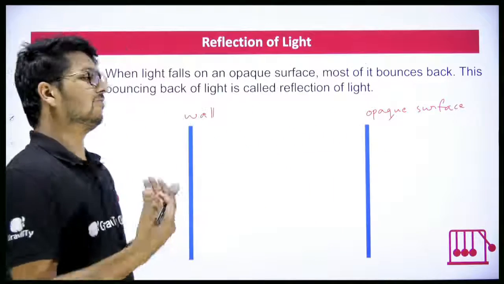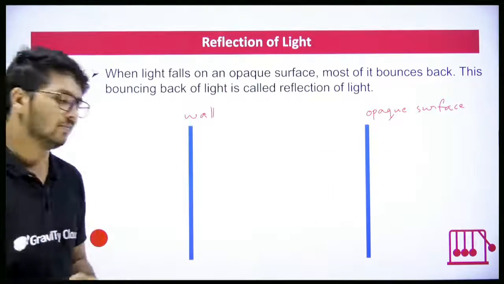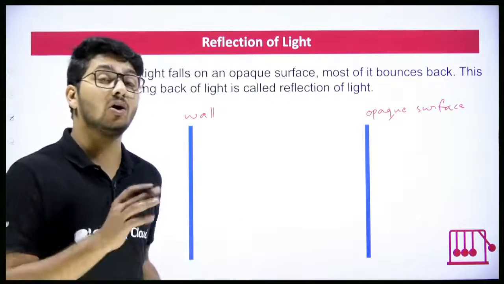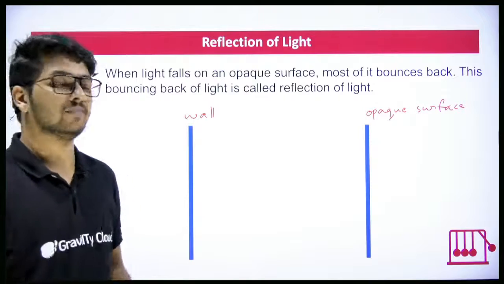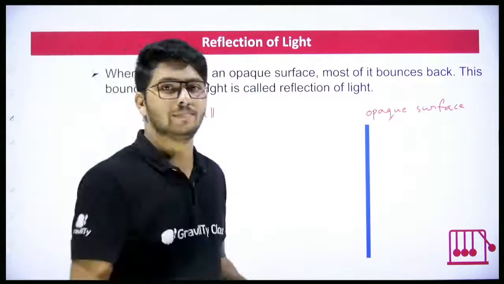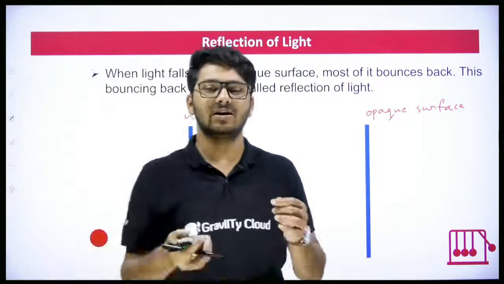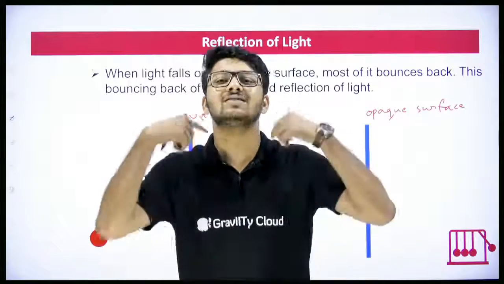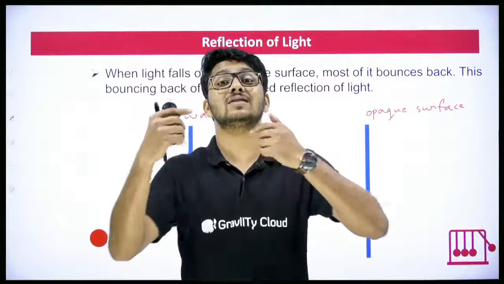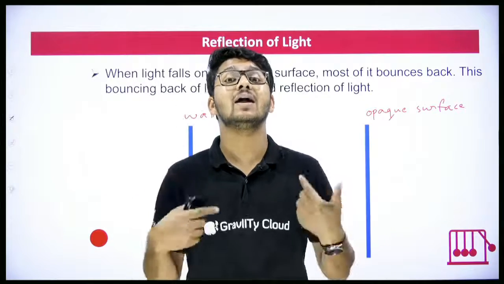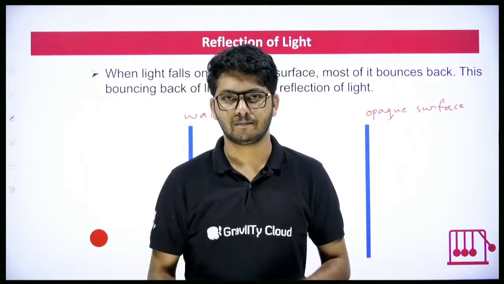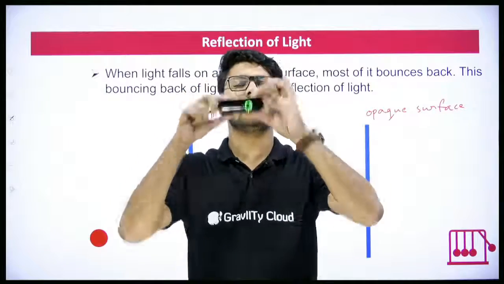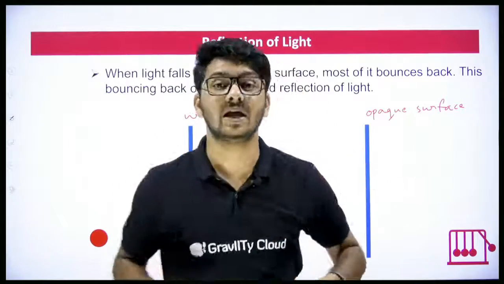What does an opaque surface or opaque object mean? It means these objects do not allow light to pass through them. We cannot see through opaque objects. For example, the lens of my specs, I can see through them. That means light can pass through them. They are transparent. But can I see through this remote? I cannot. So this remote is opaque.